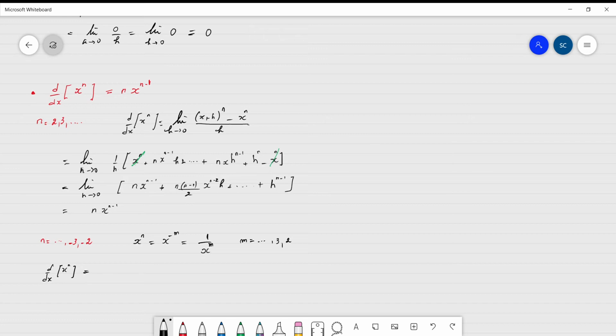So it will be the limit as h approaches 0. You see here we will have then n, which is minus m.